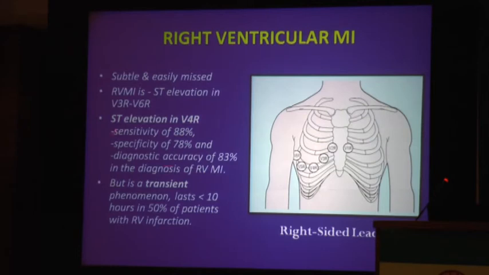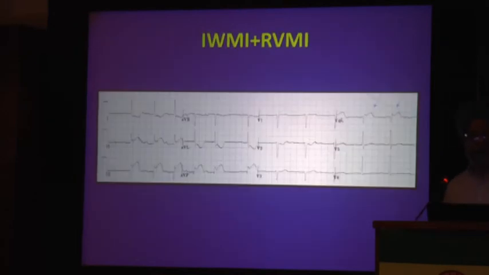So have it in mind, and V3R must be recorded in all patients with inferior infarcts, because you treat patients of RV infarct differently. You give them lots of fluids, you avoid nitrates, you don't depend so much upon inotropes, but you depend more upon fluid therapy in these patients. And this particular ECG lead has a sensitivity and a specificity of close to 80% for diagnosis of RV infarction. So just simple V3R if you look at.